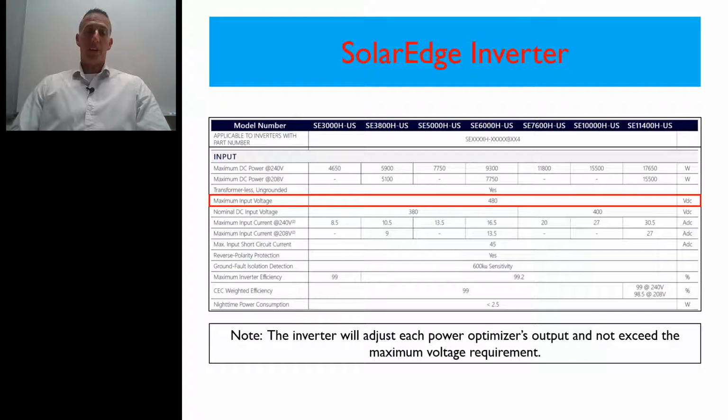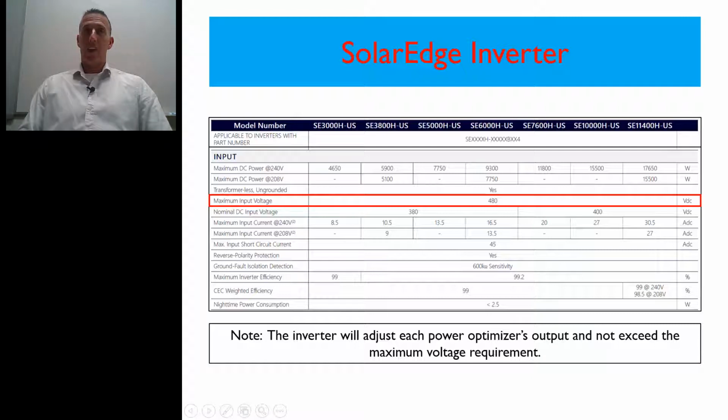In this video we're going to cover DC to DC converter circuits as found in the 2017 National Electrical Code. Let's get started. Continuing on talking about the maximum voltage requirements related to the converters and then coupling that with the inverter, what we have here is a spec sheet from SolarEdge for their HD Wave inverters. One thing I put right here is, note that the inverter will adjust each power optimizer's output and not exceed the maximum voltage requirement.